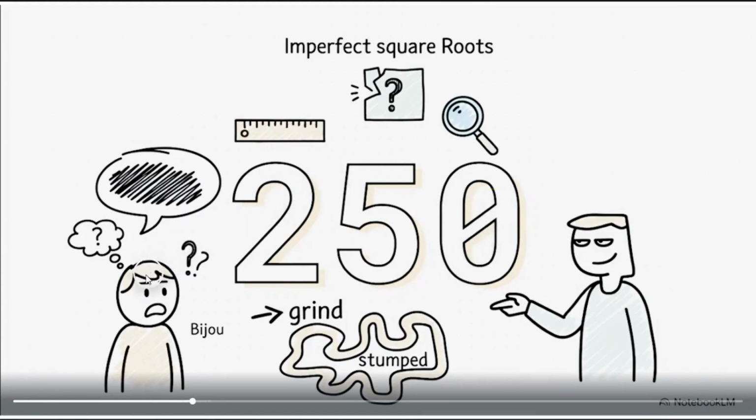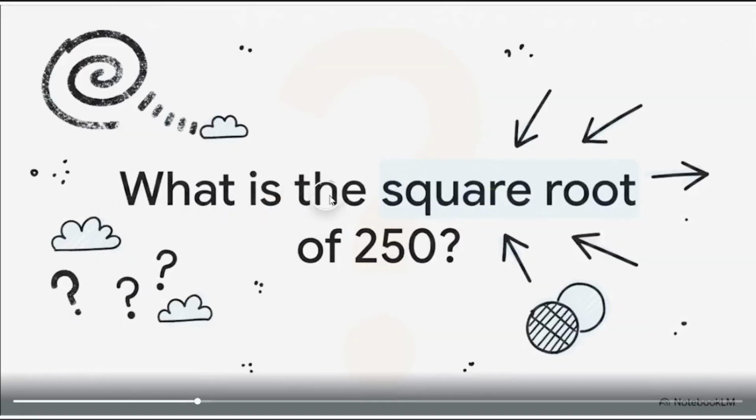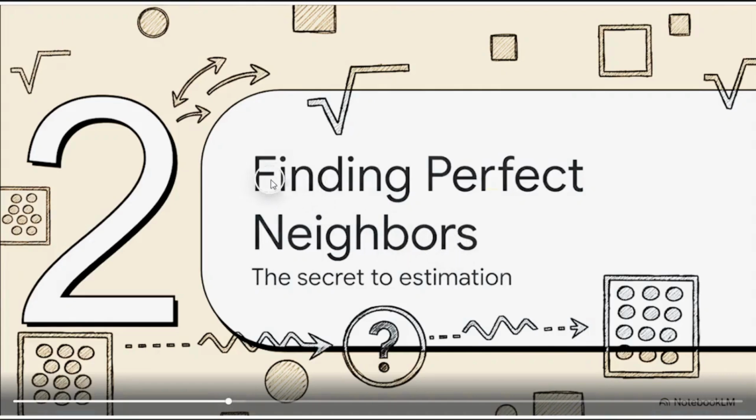Bijou is totally stumped. And that's the big question, isn't it? There's no clean, whole number that multiplies by itself to get you 250. So what do you do? Arabam asks for the next best thing, a really close estimate. And this brings us right to the technique. See, the secret isn't to try and calculate the exact answer in your head. That's way too hard. The secret is to find the perfect neighbors of our tricky number.